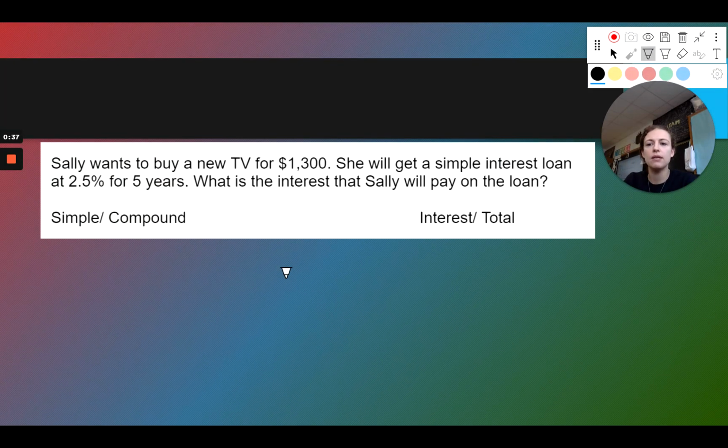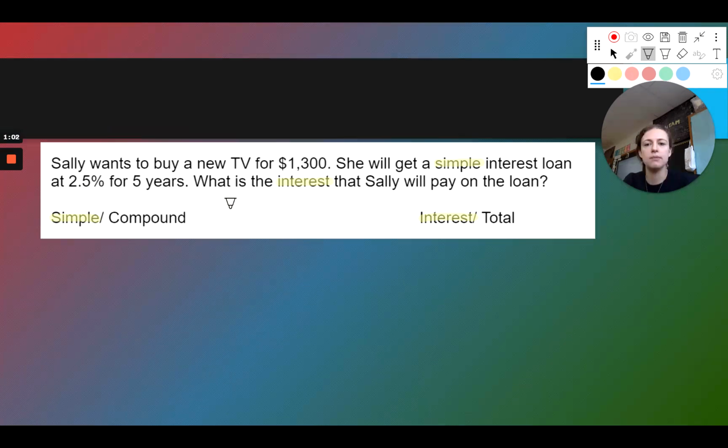So here's one. Sally wants to buy a new TV for $1,300. She will get a simple interest loan at 2.5% for 5 years. What is the interest that Sally will pay on the loan? Notice how we have that word simple. So that tells me that I will be using the simple interest formula. Then the question was asking me what is the interest that Sally will pay. So I am looking to just get the interest for this question.